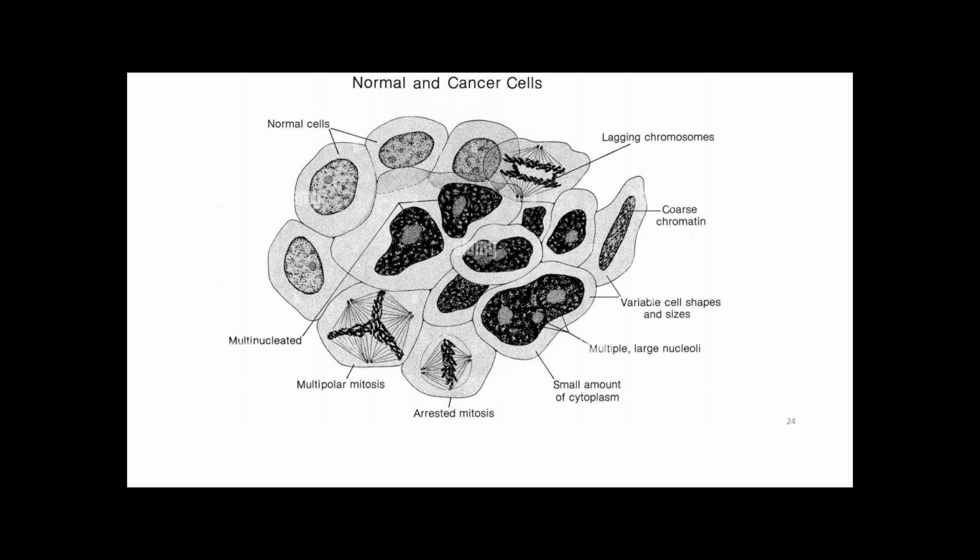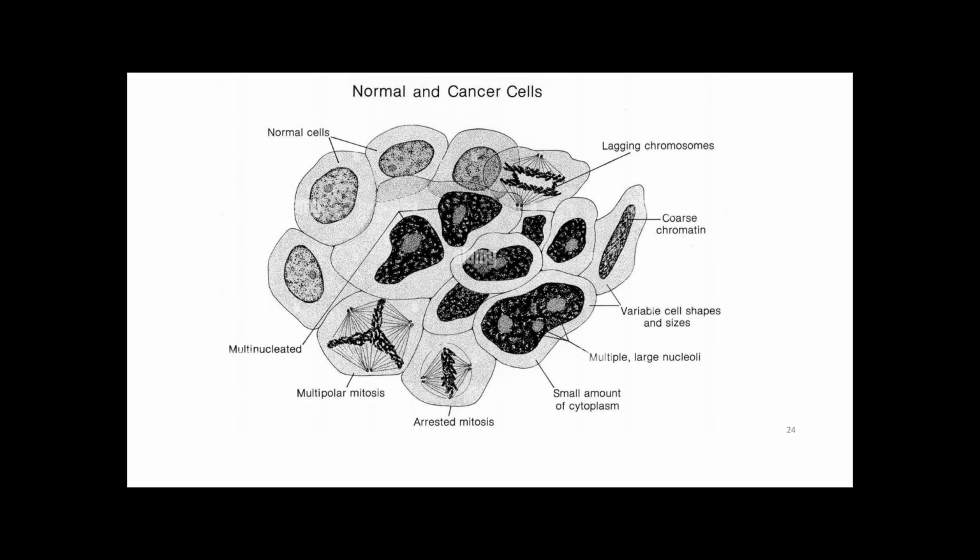So here you can see normal and abnormal dividing cells, right? Here in normal cells, you can see the surrounding cells. At the center, we can see the immature cells, right?